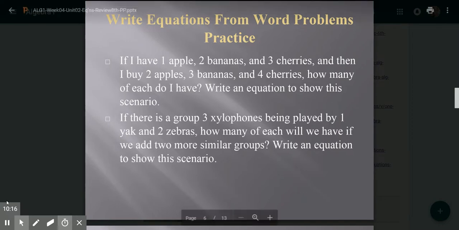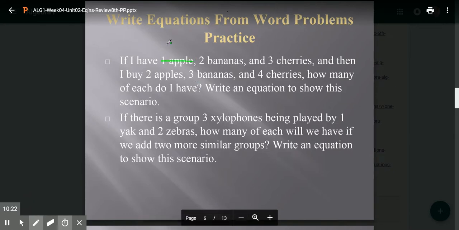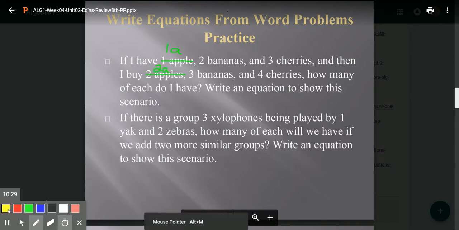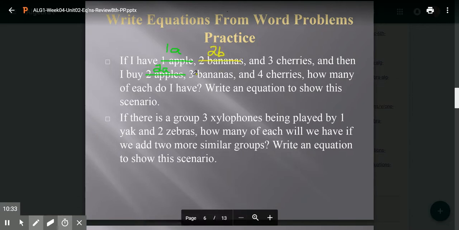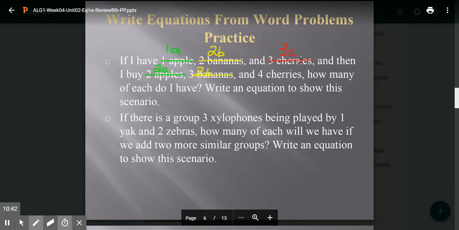Okay, hopefully you paused the video and tried these. So let's see what we got here. As before, our 1 apple, that's going to be 1a. Our 2 apples, that's going to be 2a. Our 2 bananas is going to be 2b. 3 bananas will be 3b. 3 cherries will be 3c. And 4 cherries will be 4c.